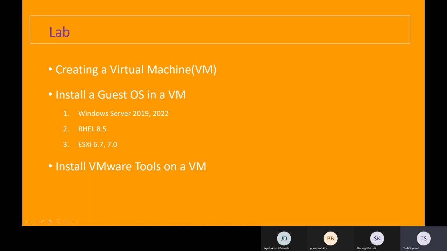And the initial guest OS installation is pretty simple. We just follow the on-screen instructions. Whatever the instruction is showing, just follow the on-screen wizard. It is pretty simple to install. And for RHEL and ESXi, we don't need to install the VMware tools. It comes with the OS by default. Only for Windows servers, we have to install the VMware tools on a virtual machine. Okay, so we'll start the lab.